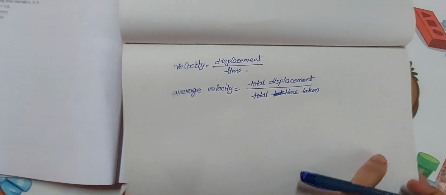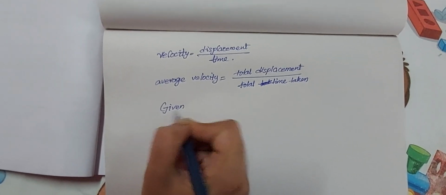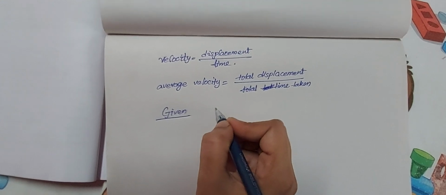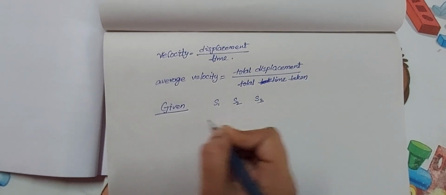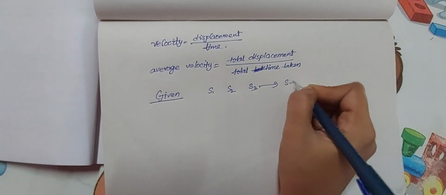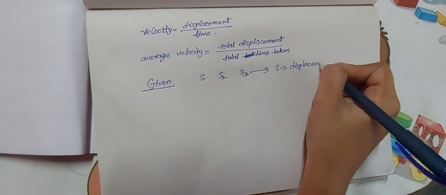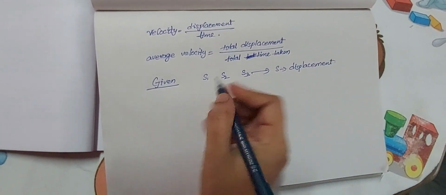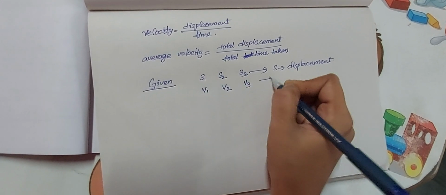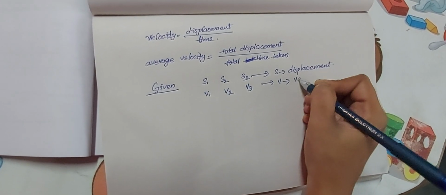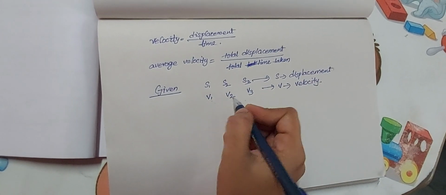Total time taken. Now, what is given in your equation is distance or displacement as s1, s2, s3. These s are denoted for displacement. And coming to the next, v1, v2, v3 are the velocities. V for velocity.